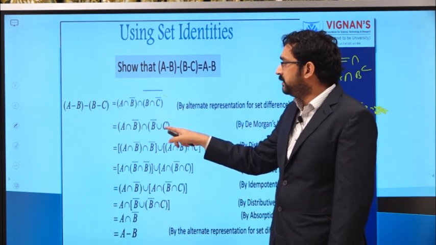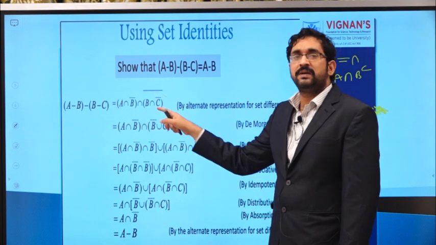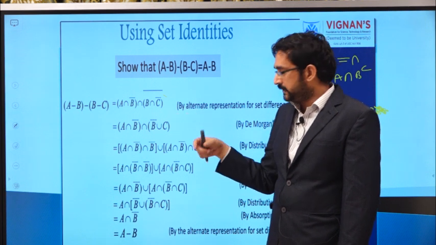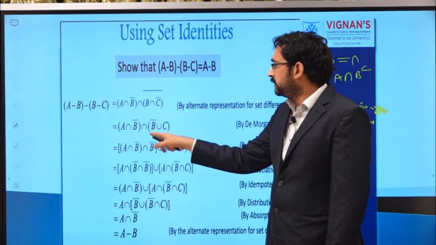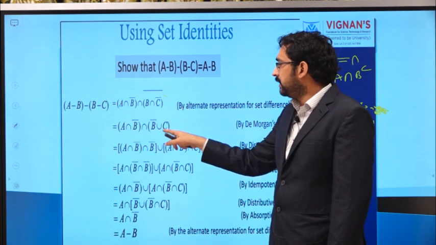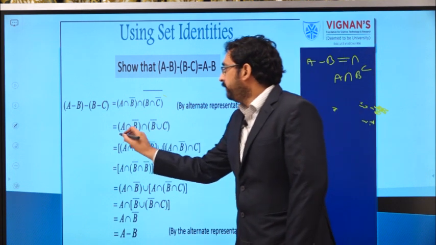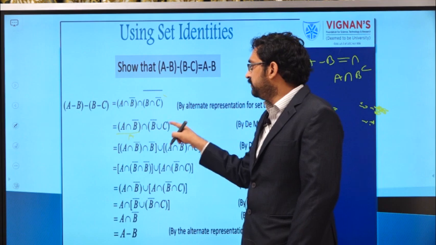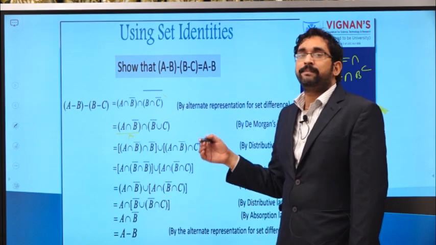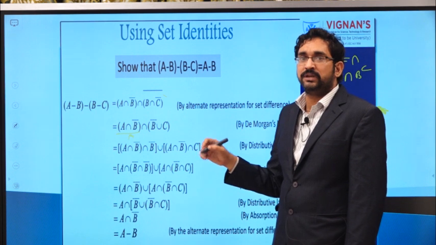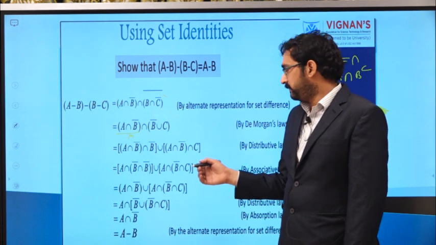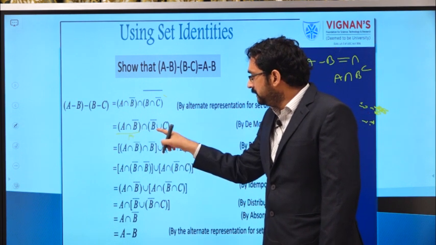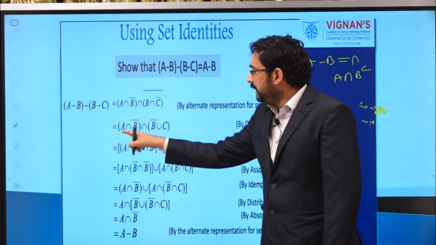If you expand this, it can be written as B complement union, B complement union C complement whole complement is equivalent to C. Hence we will get A intersection B complement intersection B complement union C. If you assume this as A, it is in the form A intersection B union C. So apply the distributive law, that is A intersection B union A intersection C. Applying the distributive law, it can be written as A intersection B complement intersection B complement union A intersection B complement intersection C.